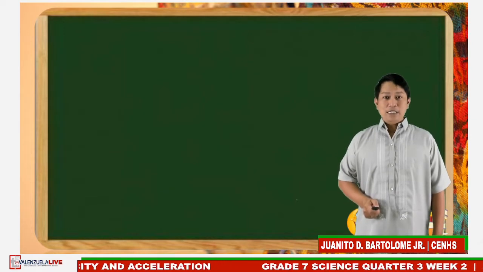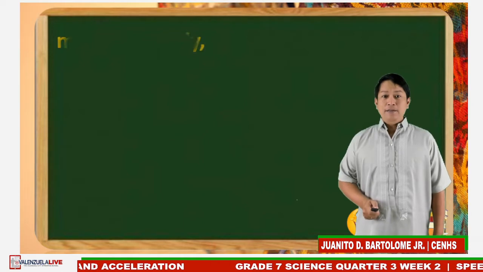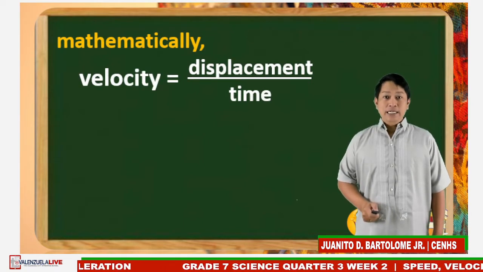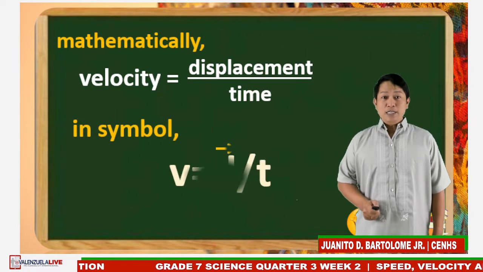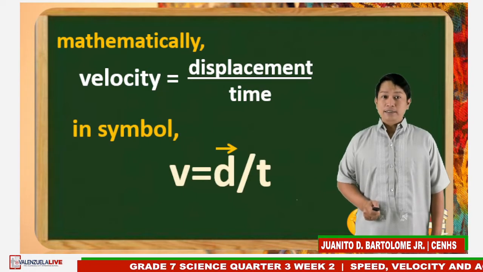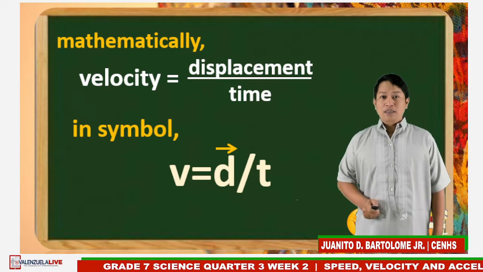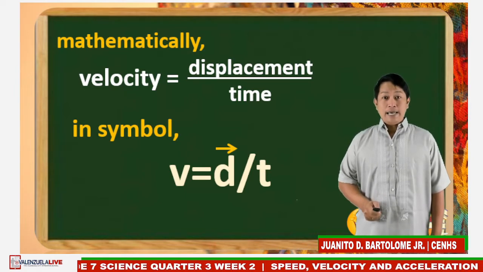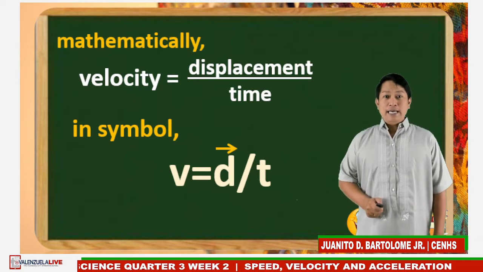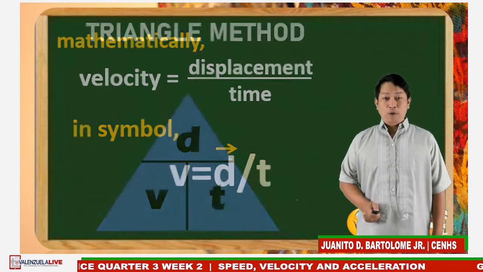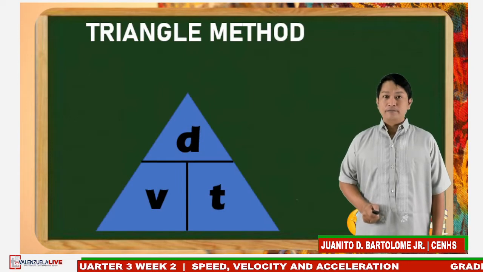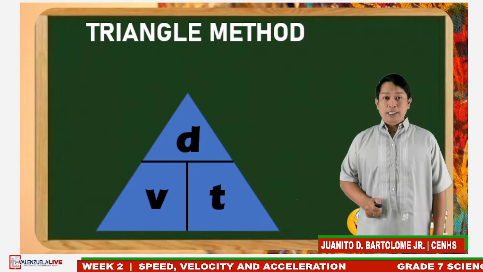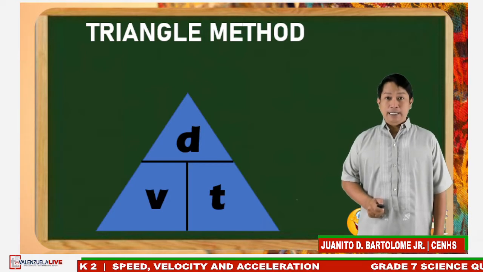Mathematically, velocity is equal to displacement divided by the time it takes to complete the travel. In symbol, V is equal to D divided by T. If you notice, there is an arrow on top of D. The arrow represents direction. Let's use the triangle method to analyze the equation for velocity. V stands for velocity, D stands for displacement, and T stands for time.